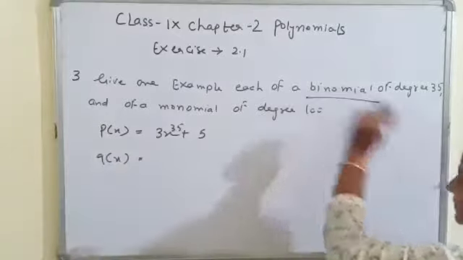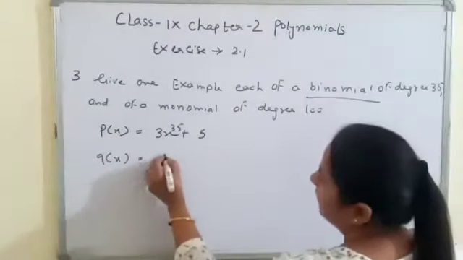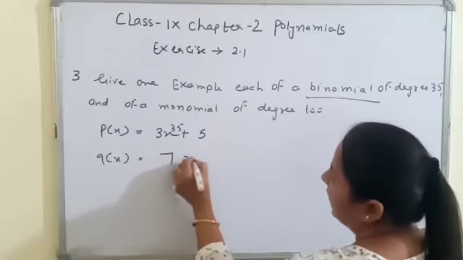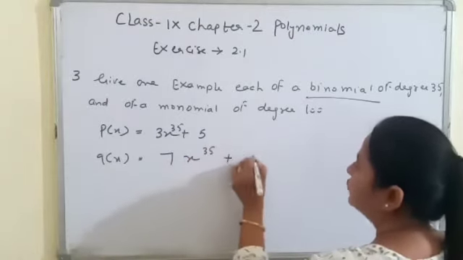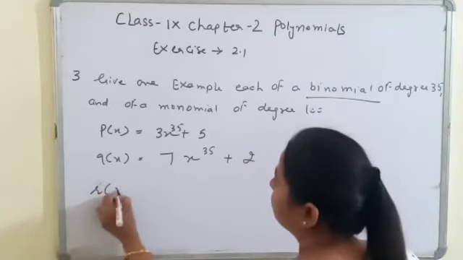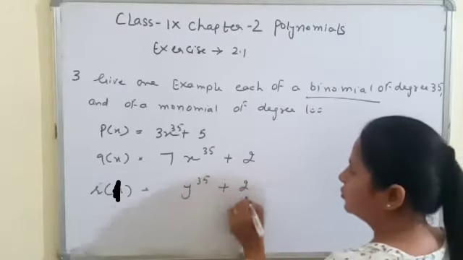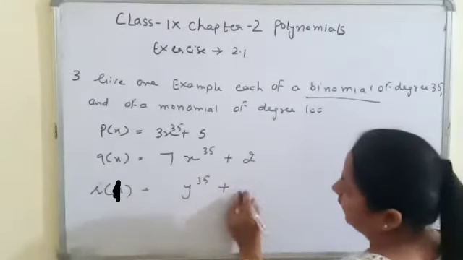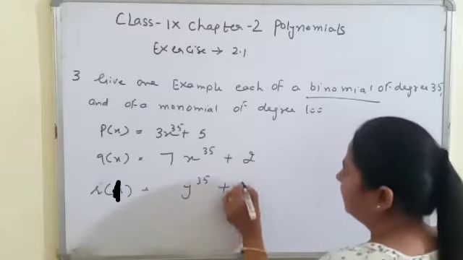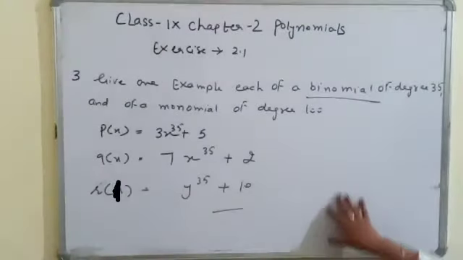Binomial, so the restriction is given to us, we can write only two terms: 7x^35 + 2, or y^35 + 2, or any other value you can write.